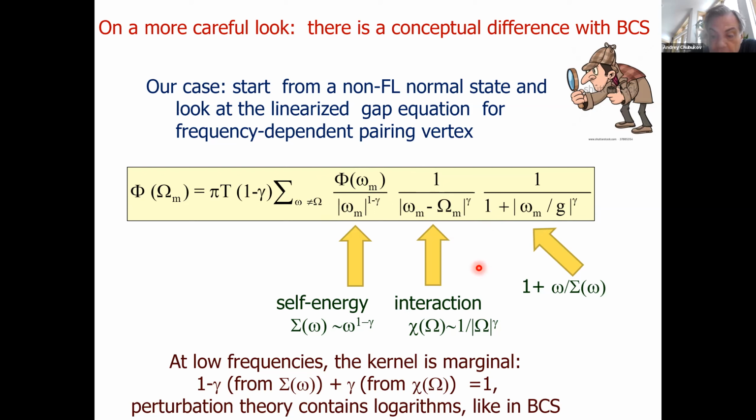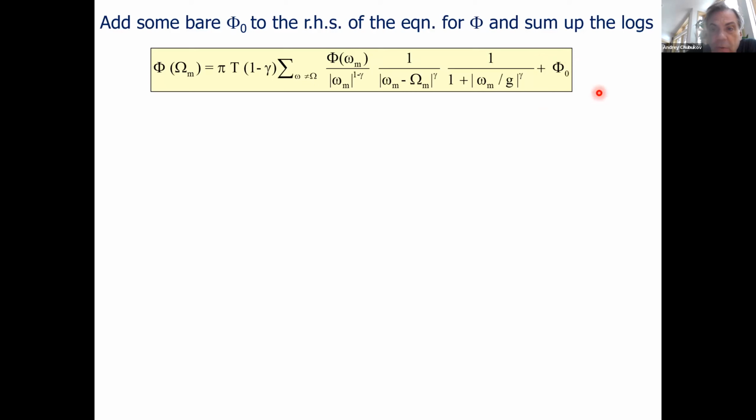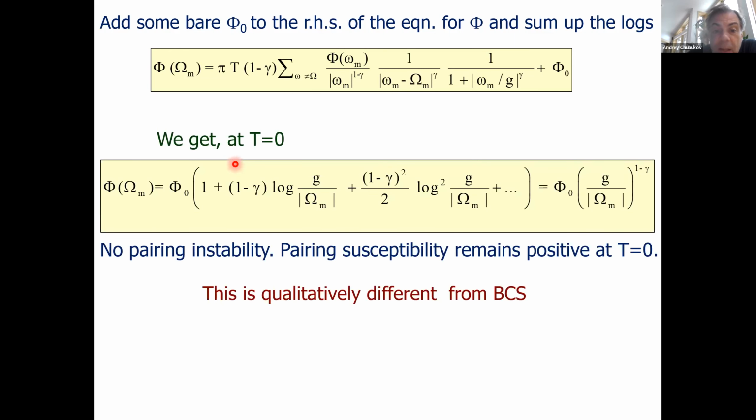So let's do it. Let's add, as we always do, some bare pairing vertex, and then calculate susceptibility. Start with a constant and then start cranking up perturbation theory order by order. This is what we do in BCS to get instability. And we have logarithms here. But if you sum up all these logarithms, you find out that they do not sum up into a geometrical series. What they do, they sum up into an anomalous exponent, which means that there is no scale where the susceptibility phi divided by phi naught diverges.